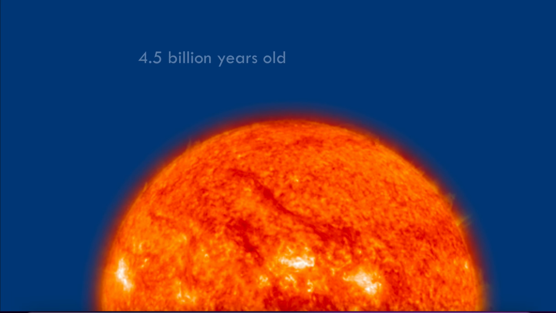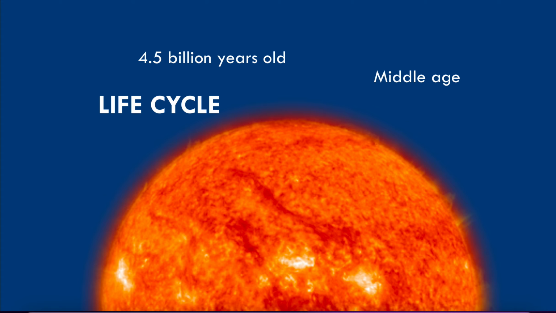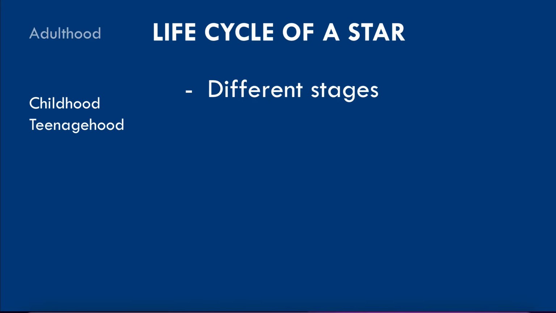Huh? Stars have life cycles? They're not even living things. Let me show you. Just like I mentioned, every star has an age. Our sun now is 4.5 billion years old. It is currently in middle age and needs to go through a life cycle. In the life cycle of a star, there are different stages, just like us. We go through childhood, teenagehood, and adulthood. Stars too, they are born and die just like us.